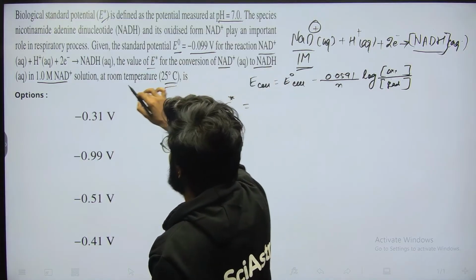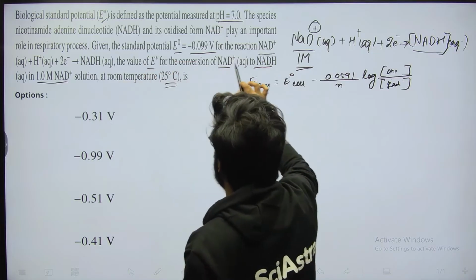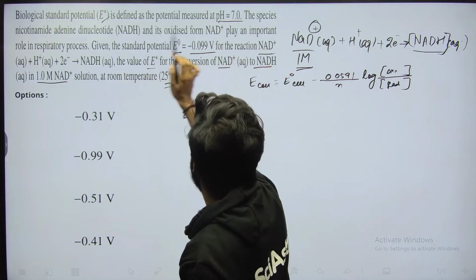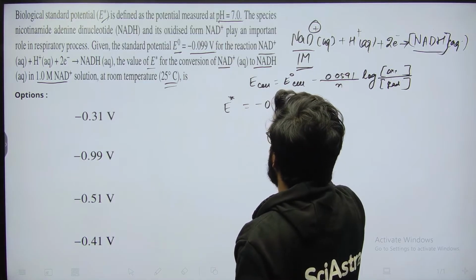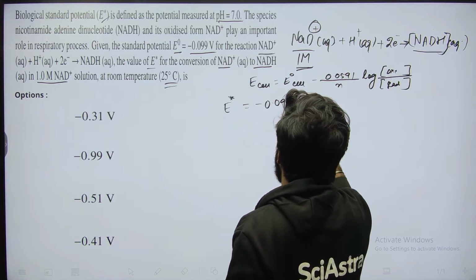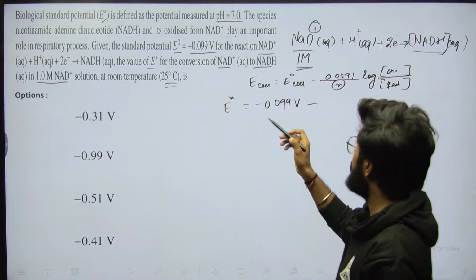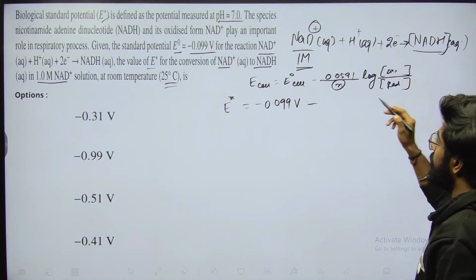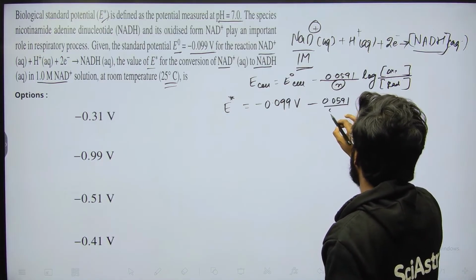E naught is given to you. See, E naught for NAD plus to NADH is given, right? For the NAD plus to NADH it is given to you as minus 0.099 volt. Now the main thing is, what is the value of n here? As you can see, there are 2 electrons involved, so n will be 2, 0.0591 upon 2.